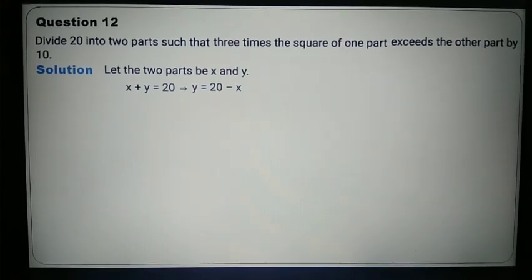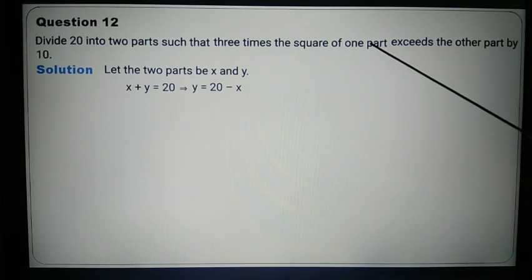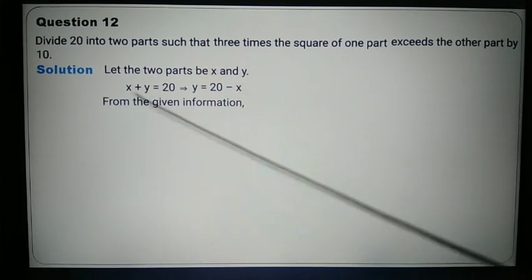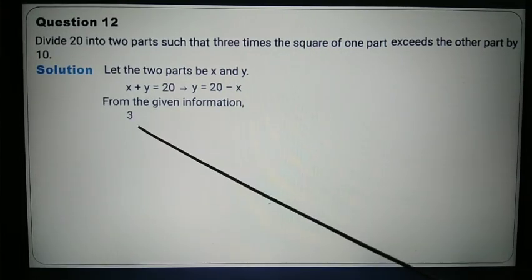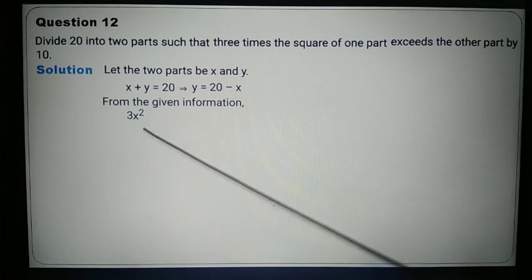Now what is the question saying is, 3 times the square of one part exceeds the other part by 10. That means the difference between 3 times the square of one part and the other part is going to be 10. That's the meaning of exceeds. So let me take that one part to be x. So 3 times the square of one part, that is 3x square, and the other part is y, right?